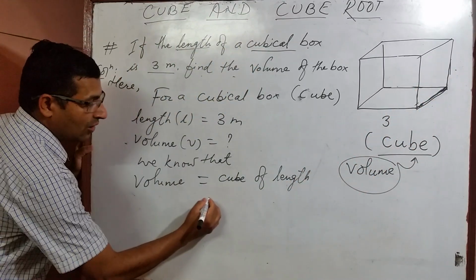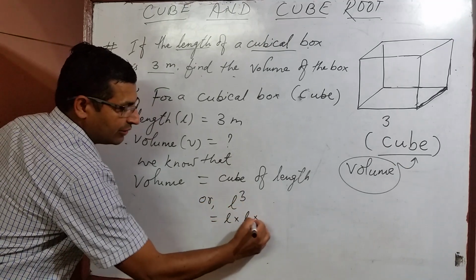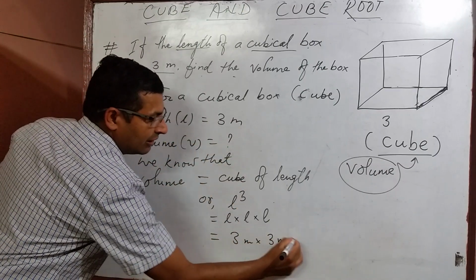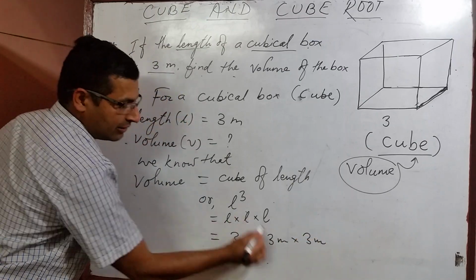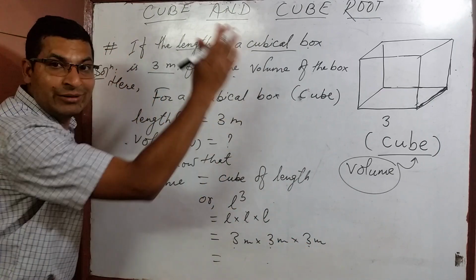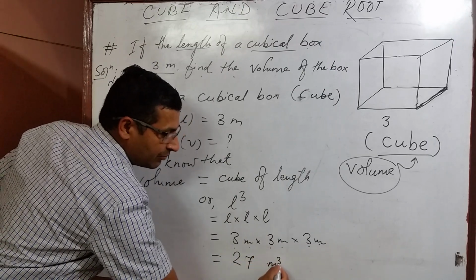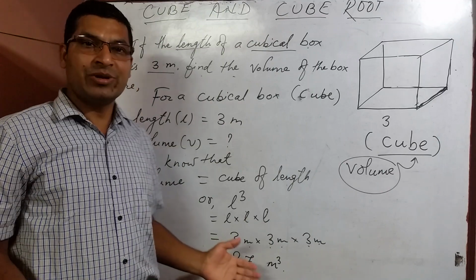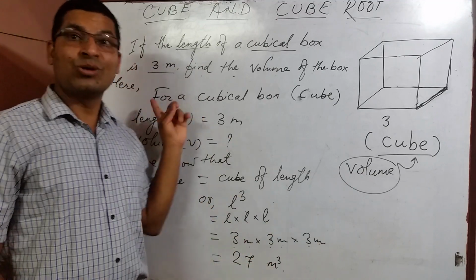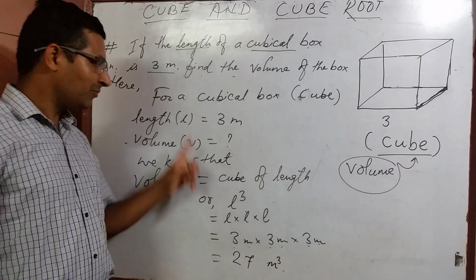Or we can write L cube, that is equal to L into L into L, and the value of length is 3 meter, 3 meter, 3 meter. We are just putting the value 3, 3, 3 multiply. Already we know that is 27, and meter, meter, meter multiply gives meter cube or cubic meter. Like this we can find out the volume of the cubical object. If the length is given, we can find out the volume like this.